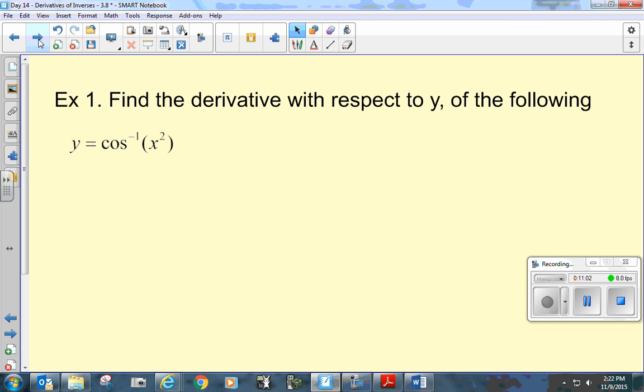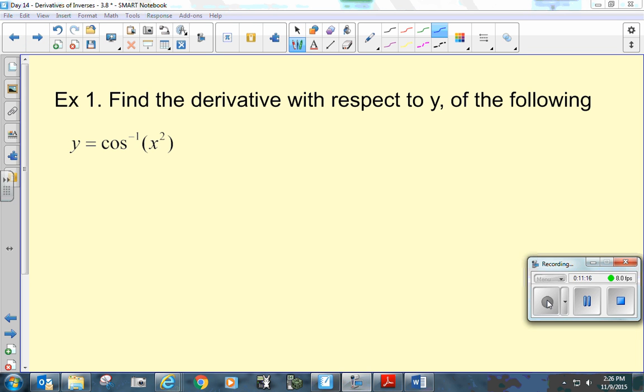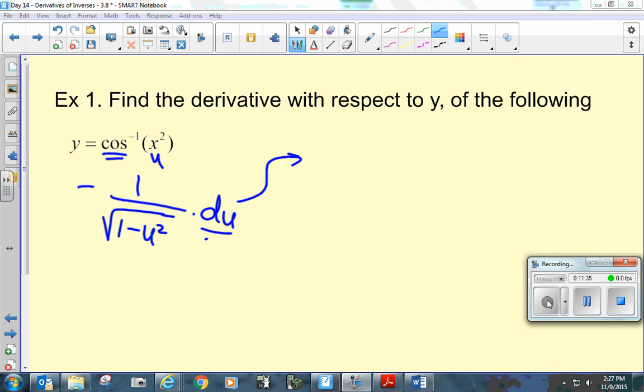Okay? So find the derivative with respect to x of the following function. Y equals the inverse of cosine of x squared. So first we need to know the derivative for that. Inverse cosine is negative 1 over the square root of 1 minus u squared, with the u underneath, times du, right? So this is my u. Not necessary, but I will put it there because that's what the formula says. So my x squared is u.